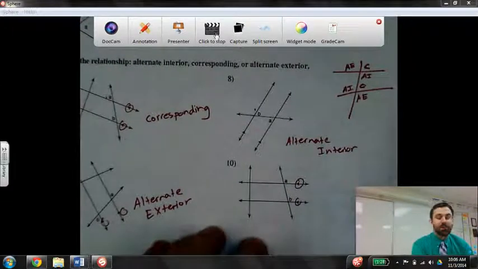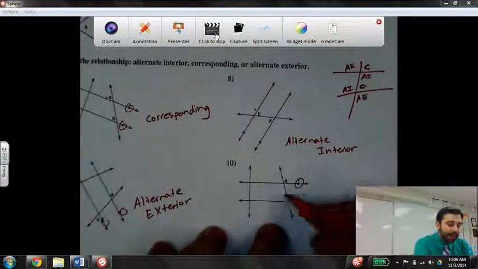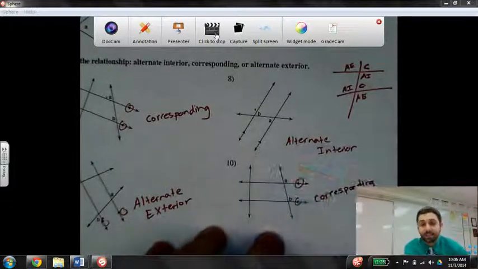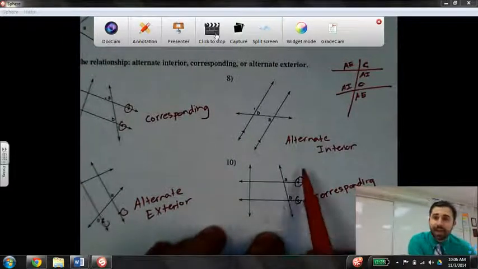Now looking at number 10, we have a set of parallel lines cut by this transversal. A and B are not inside or outside of my parallel lines, so they are corresponding. Since they're on the same side of the transversal, that's how we really know they're corresponding. If we had angle B over here, A and B would no longer be corresponding.